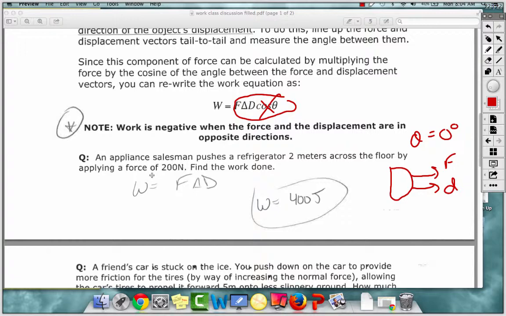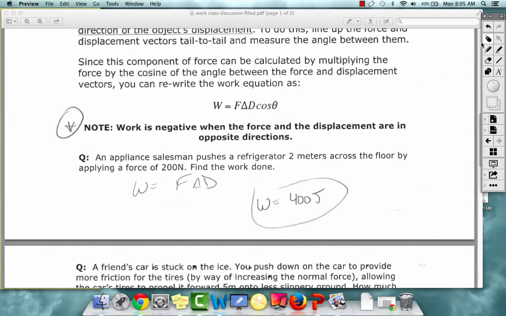The force that the salesman applies is 200 newtons times the distance of 2 meters. 200 times 2 is 400 joules of work done. Okay, so that's basically it. That's how you calculate the amount of work that was done. Let's do some more example problems.